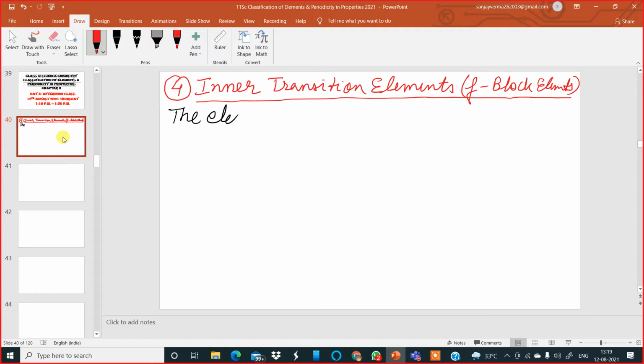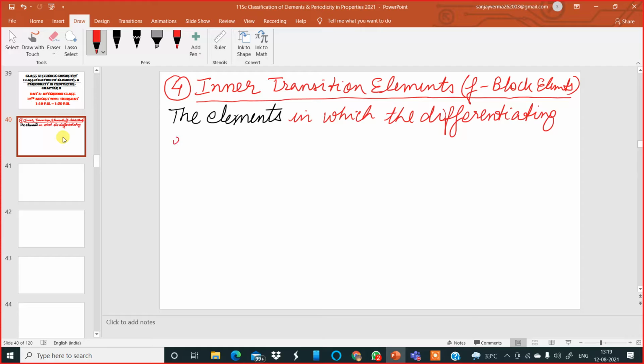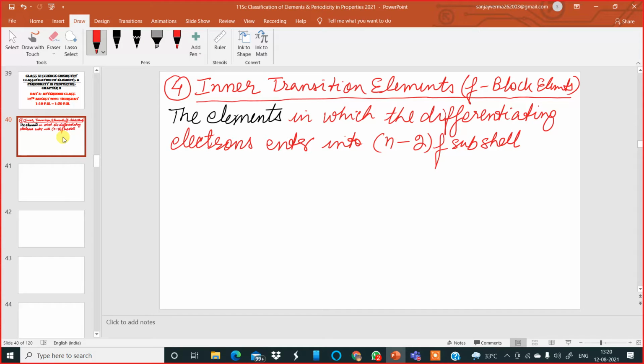Elements in which the differentiating electrons enter into the n minus 2 f subshell are called inner transition elements.